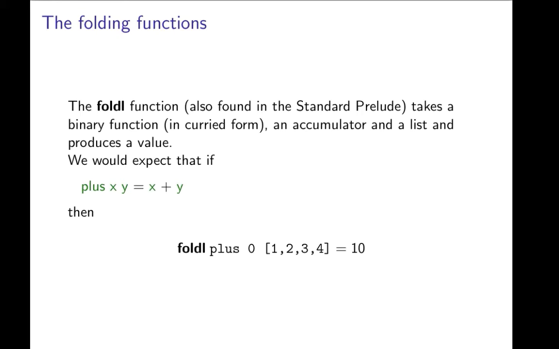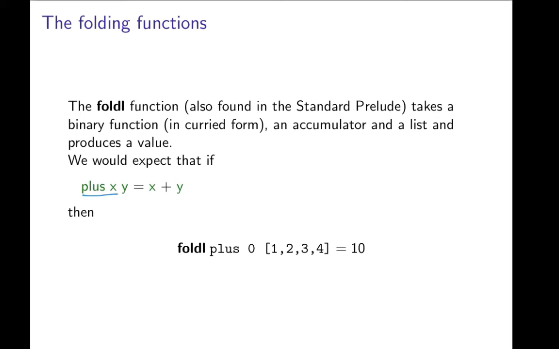Fold left, which we'll describe first, takes a binary function, an initial value, an accumulator, and a list, and produces a value. So if our binary function is plus, which takes an x and a y and adds x to y, then we would expect that if we use foldl with the plus function and the initial value 0 and the list 1, 2, 3, 4, we would add 1, 2, 3, and 4, and that would give us 10.